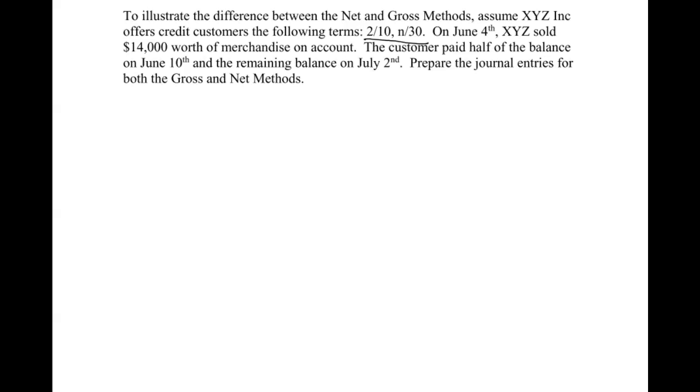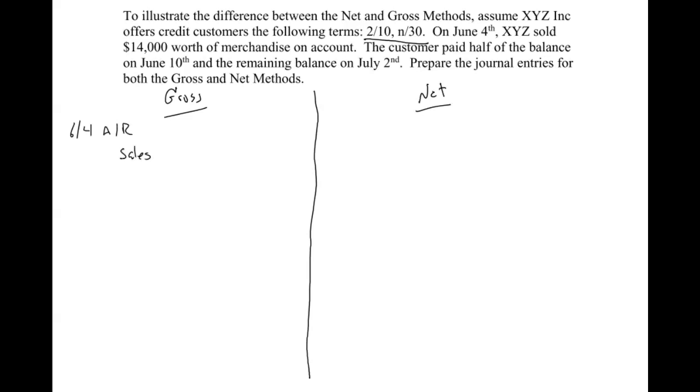Like I said, I'm going to draw a line down the middle of the page here. We'll do the gross method on this side, and the net method over here. On June 4th, we make the sale. So it's going to be accounts receivable, sales revenue. That's going to be the entry for both of them. The issue is, what is the number that goes here?